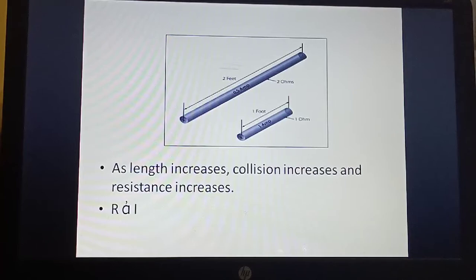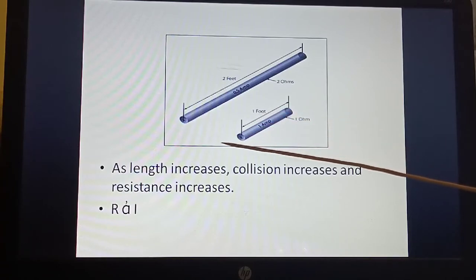In the case of conductors, consider these two conductors: this is 10 meter, that is 20 meter. The same thing will happen here also. The 10 meter one is the first example and the 20 meter one is the second example. The number of atoms is lesser in the first one than in the second one.